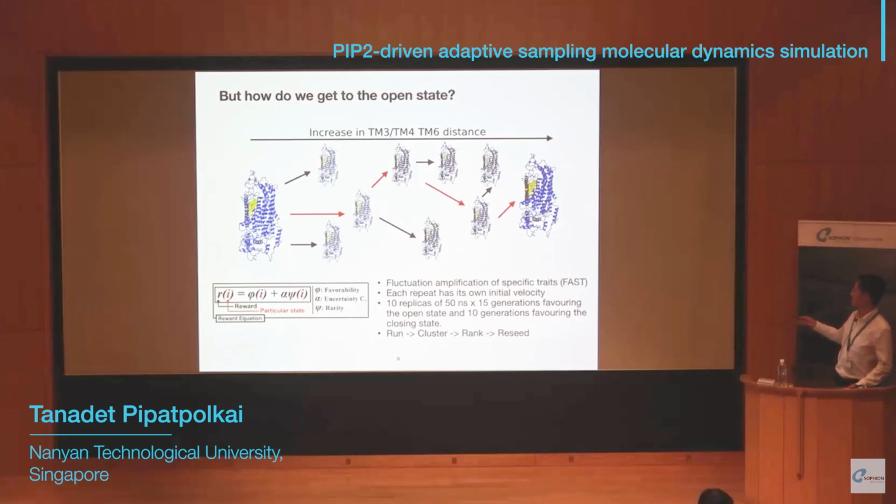The other factor that we choose is the rarity of the state. Because if you get the open state, but it is a very stable state, you get stuck at the local minima. You never get out of it. So you need to balance between exploration and the rarity of the state. And that allows you to move towards the more open state. And by doing 15 generations, so 15 cycles of this with 10 replicas towards the open state and 10 generations favoring the closed state, you get the full picture of a free energy landscape during conformational transition.